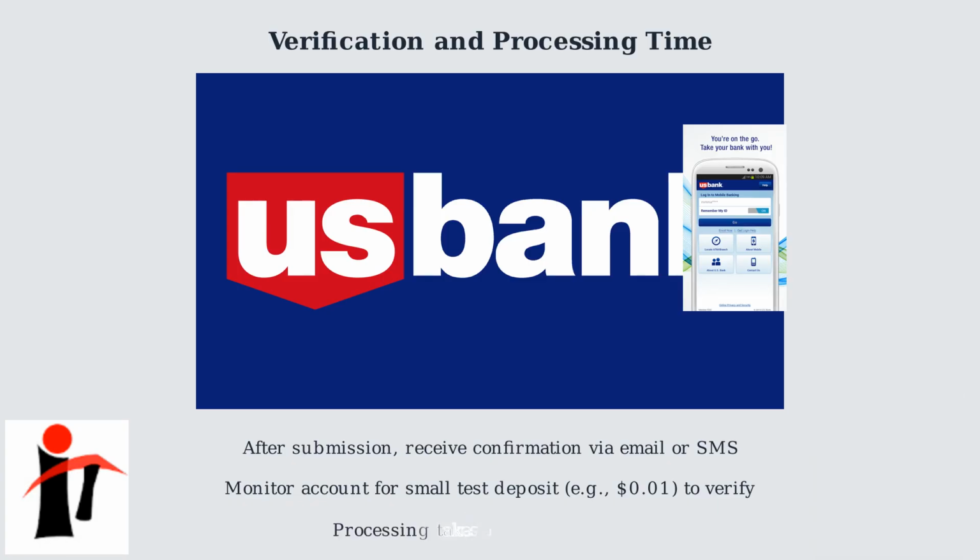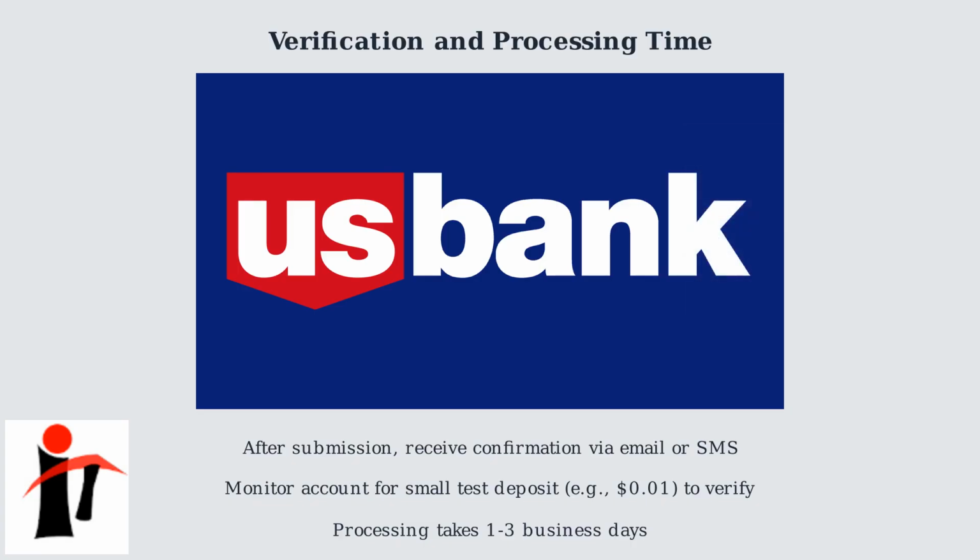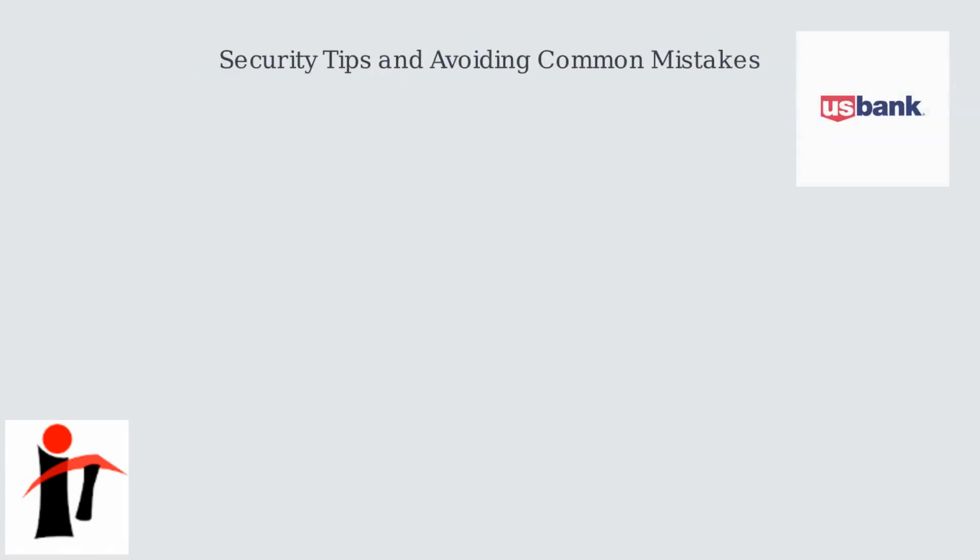The processing of your direct deposit setup usually takes between 1 and 3 business days from the time of submission. Once processed, your funds will typically be available in your account within 1 to 2 days after the actual deposit date. If you have any questions during this process, contact U.S. Bank customer service at 1-800-872-2657 for assistance.